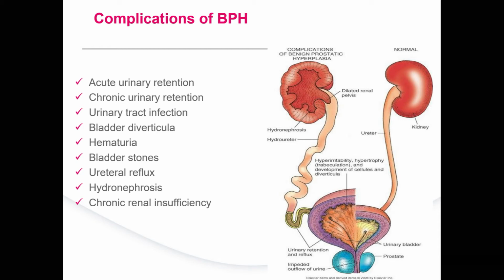Bladder diverticula, hematuria, the presence of blood in the urine, and bladder stones, which exist due to the chronic urine retention in the urinary bladder. These are primary stones. Ureteral reflux, due to the increased urinary bladder pressure, hydronephrosis, the transformation of the pelvicalyceal system of the upper urinary tract, and chronic renal insufficiency as a result of the prolonged ureteral reflux, infection of the urinary tract, and also the chronic urine retention.